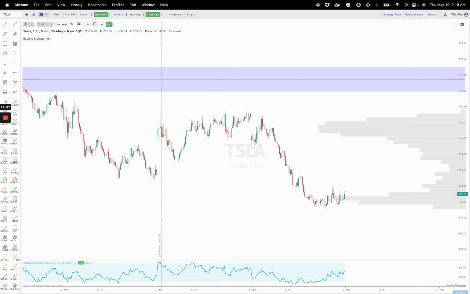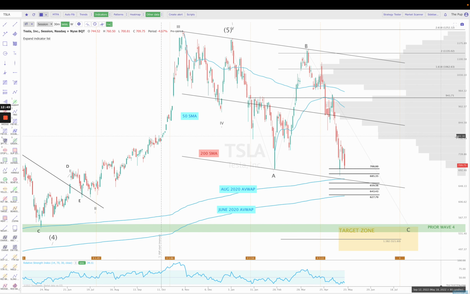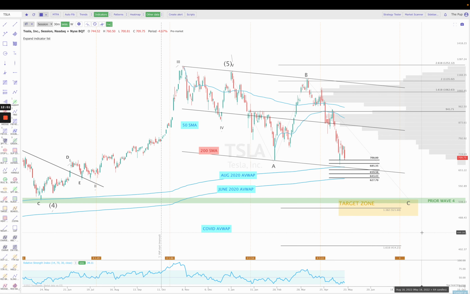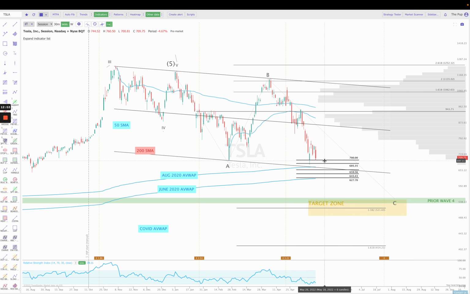So let's go back up to the daily and let's wrap this up. Just to reiterate, watch $700 on Tesla. If we start to see multiple day closes under 700, I think the likelihood we're coming down to 600 is very, very likely. If we lose 600, then it opens up my bear case target of around 521 to 530, but a broader range between 500 and 550.